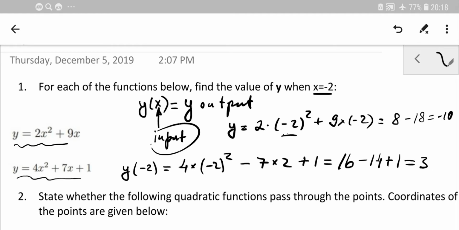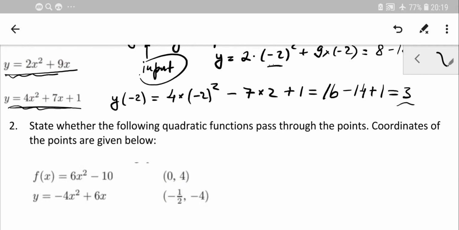Okay, so that's the final result for any given input. The same actually for both functions. We'll get different output because of different rules set up by each function. Alright, so let's move next.